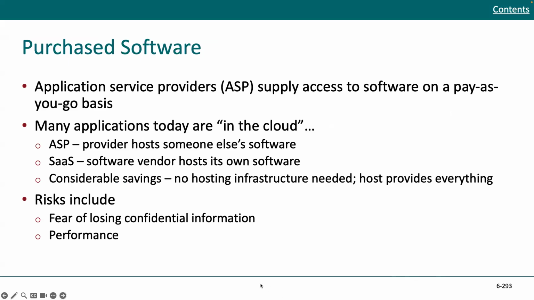What about purchasing software? You can look at application service providers, ASP, that supply access to software on a pay-as-you-go basis. And so many of these applications are in the cloud today, and the ASP provider hosts someone else's software. You have software as a service, SaaS, where software vendors host their own software. And there can be considerable savings. No hosting infrastructure needed. That provides everything. There is risk, though, the fear of losing confidential information and performance.